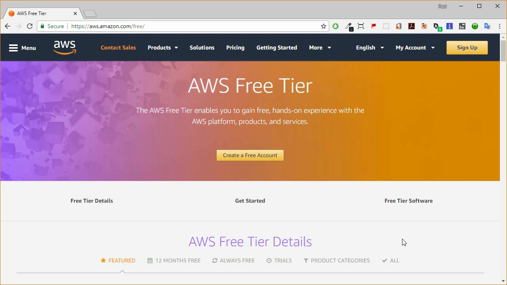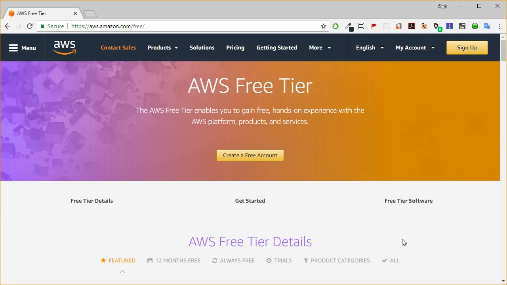So what that means is that if we signed up for our account 3 months ago, there are some things that are going to be free for another 9 months. So they're only free for 12 months from the time that you first opened your AWS account.